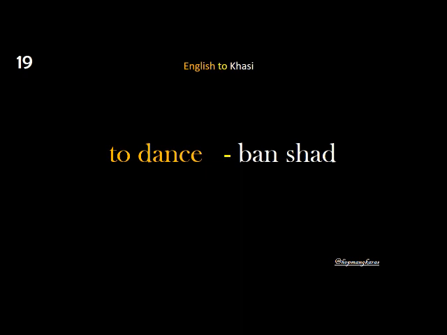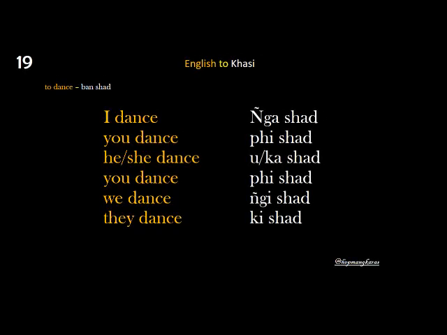Number 19. To dance: ban shot. I dance: nga shot. You dance: pi shot. He or she dances: u shot or ka shot. You dance: pi shot. We dance: ni shot. They dance: ki shot.